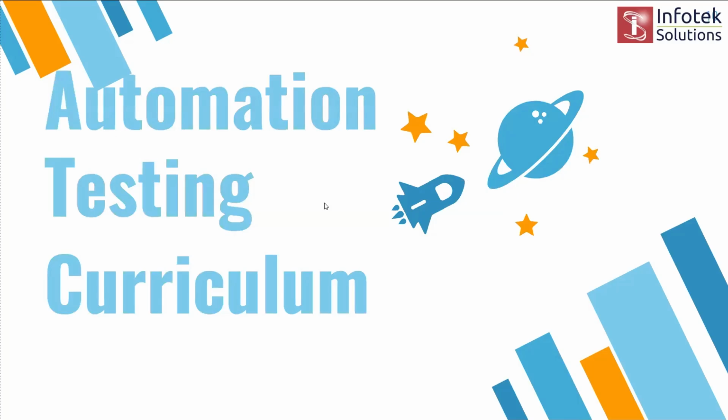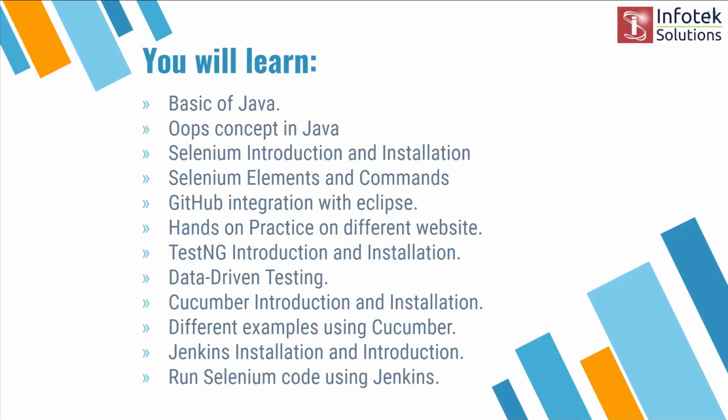Now, what are we basically going to learn in this automation testing training? You learn the basics of Java and the OOPS concept. Java is the programming language that's required for running the Selenium tool, so you learn the basics of that. You learn about Selenium's introduction, installation, Selenium elements and commands. Again, you learn about GitHub. You will see how GitHub is integrated with Eclipse. Hands-on practice: learn different websites where you will be using Selenium after learning it.